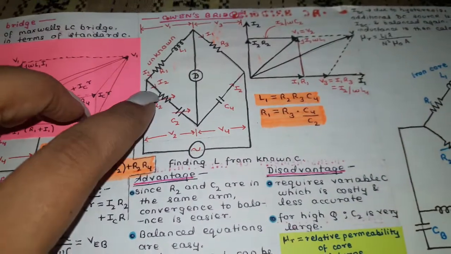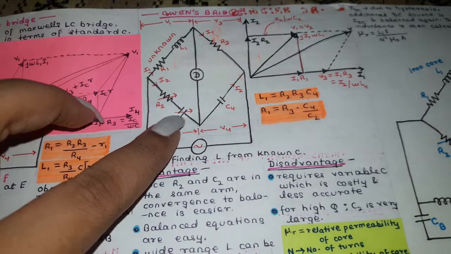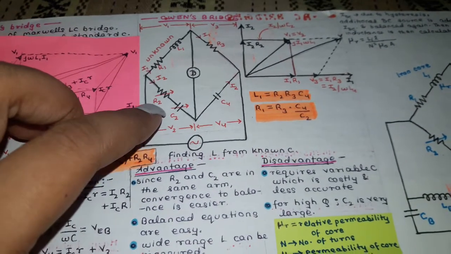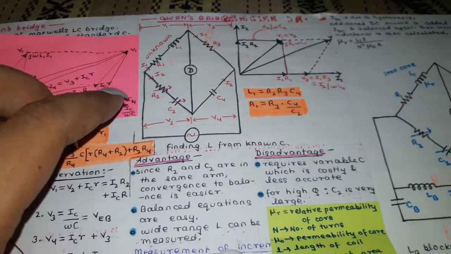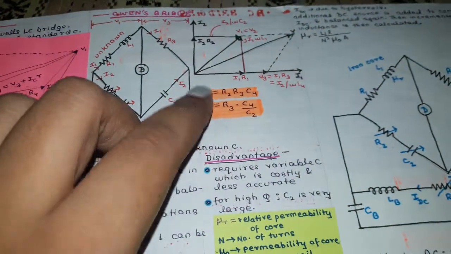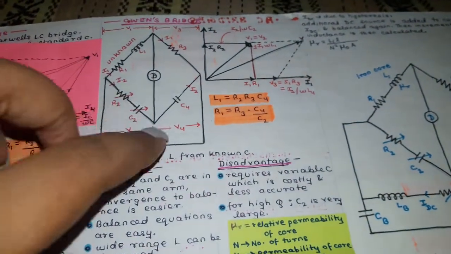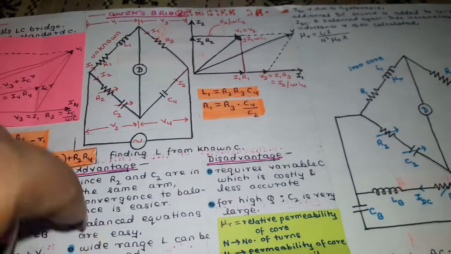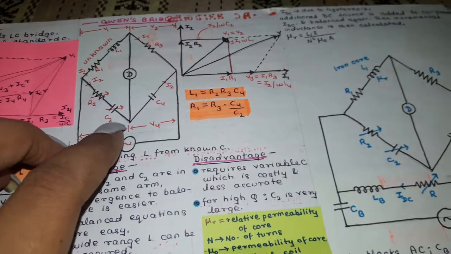Now this method has certain advantages, like these R2 and C2 happen to be in the same arm, so balancing this bridge is not at all time consuming. It takes very less time. Now the balanced equations are rather simple, and one more thing, wide varieties of inductances can be measured through this Owen's bridge. Now it has certain disadvantages as well.